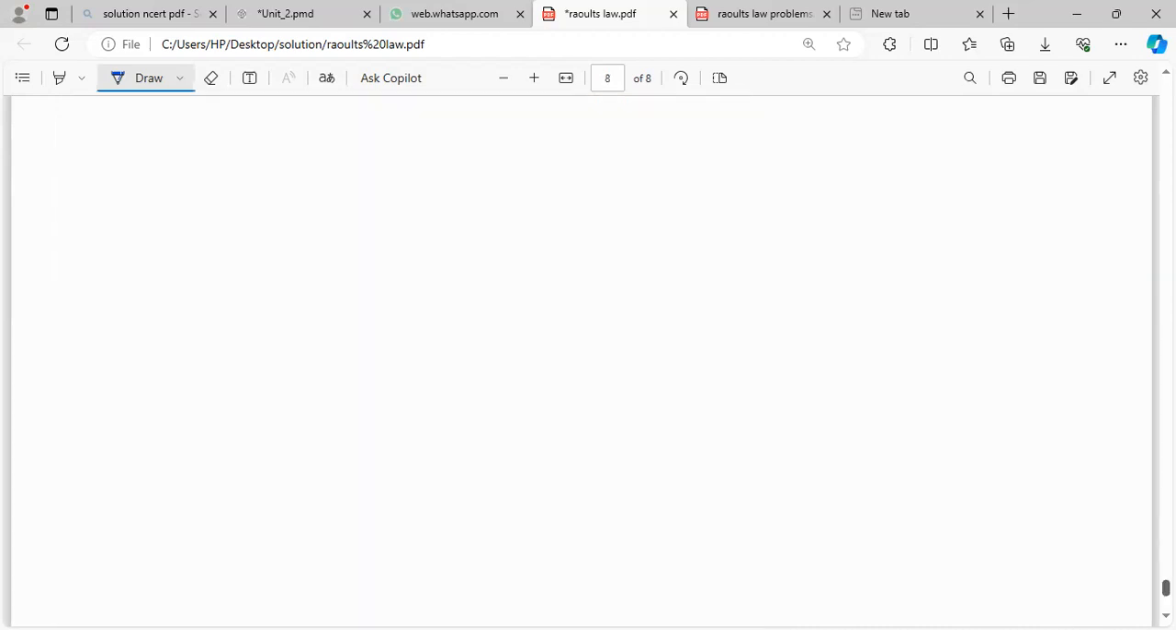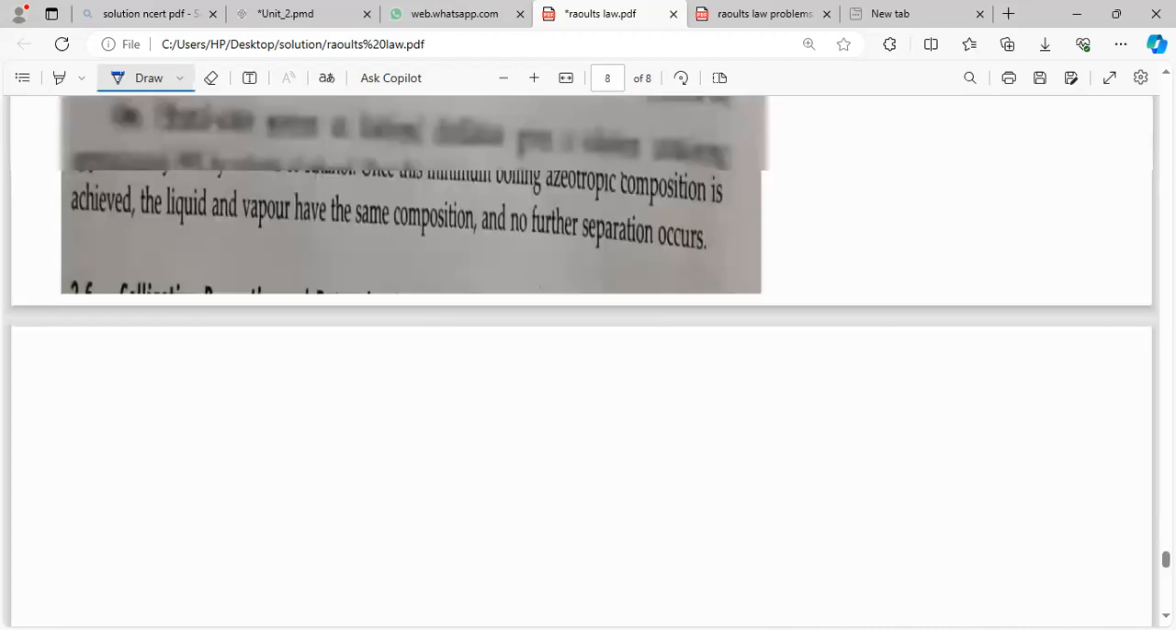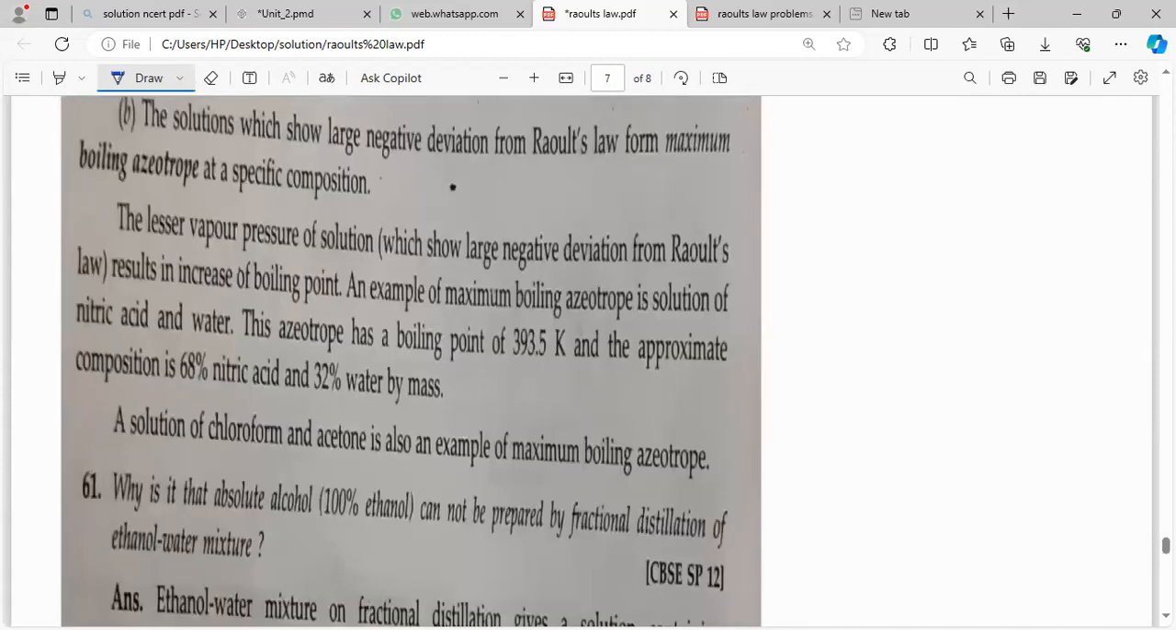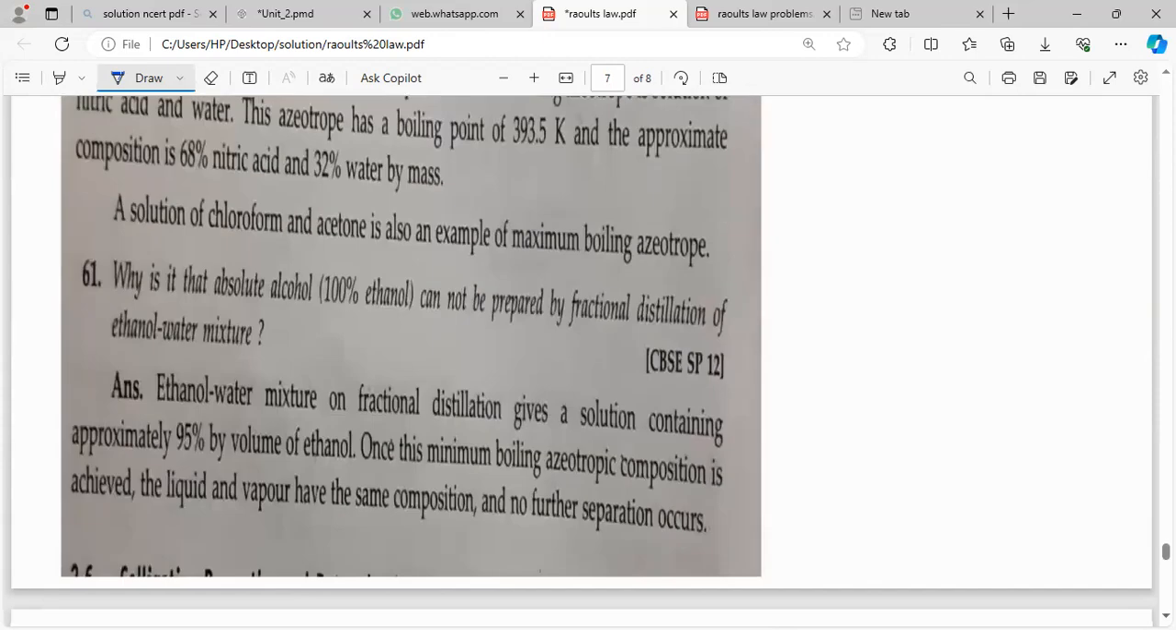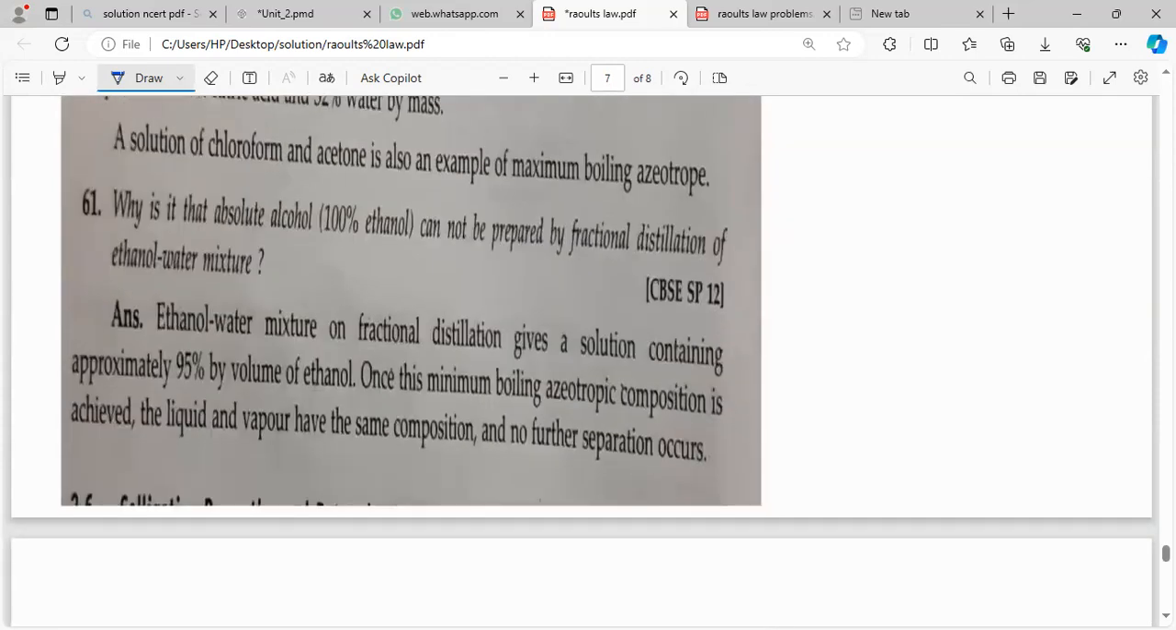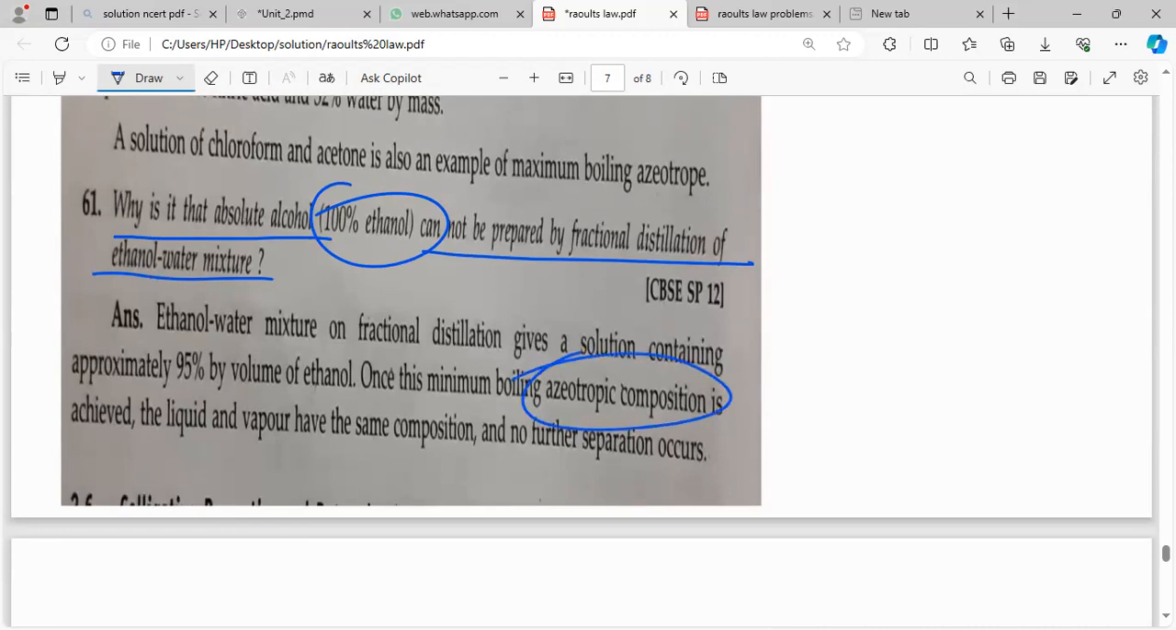I will share the slide with you. If you want to read, you can read also. Why can absolute 100% ethanol not be prepared by fractional distillation of ethanol-water? Because they form an azeotropic composition. So that is why. I will share these.